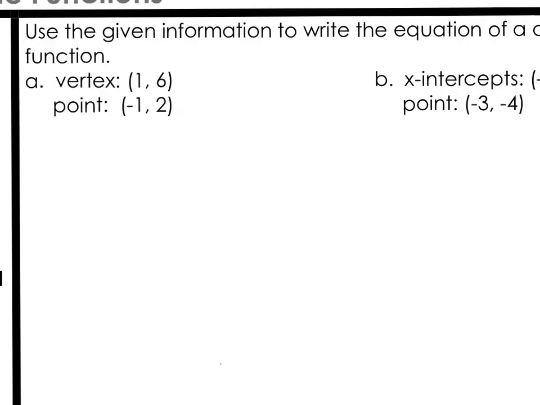Use the given information to write the equation of a quadratic function. In our first example, we're given the vertex and a point. So if we're given the vertex, we're going to identify the x-coordinate as our h value and the y-coordinate as our k value. The first thing you want to do is just write out the template for vertex form: a times (x minus h) squared plus k.